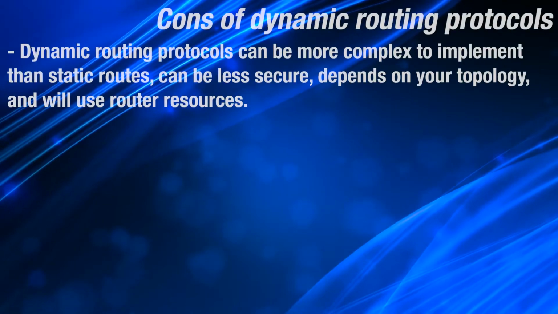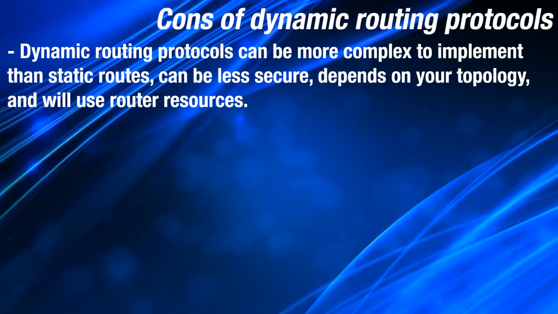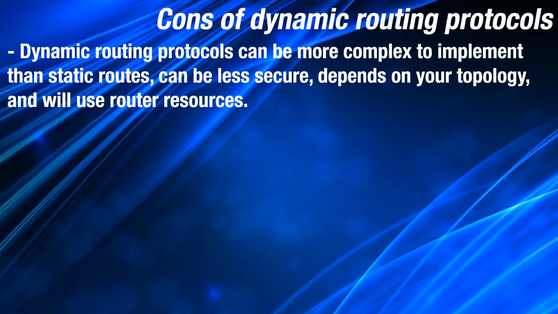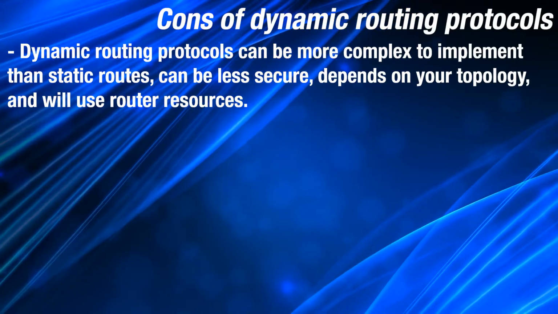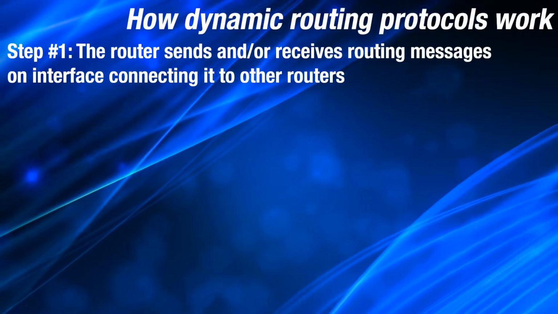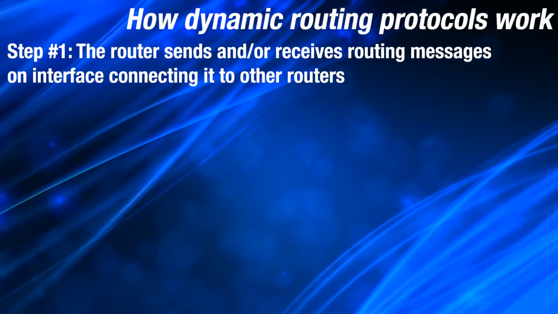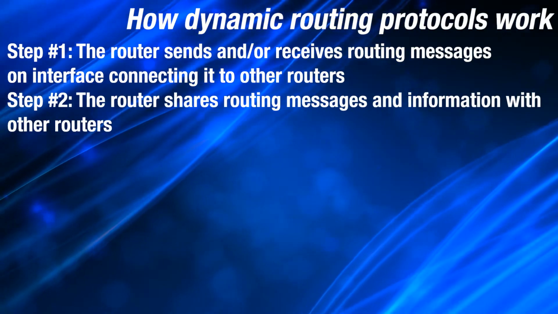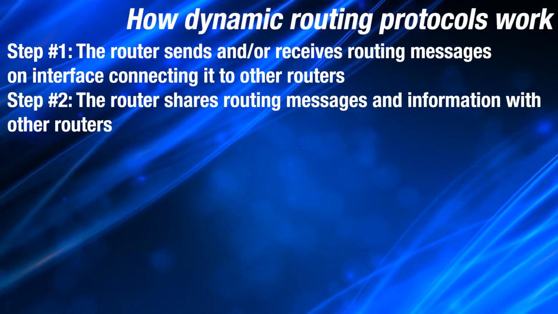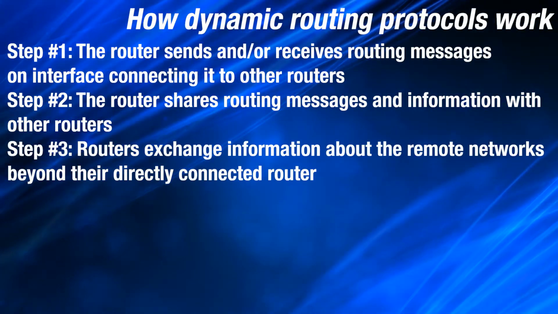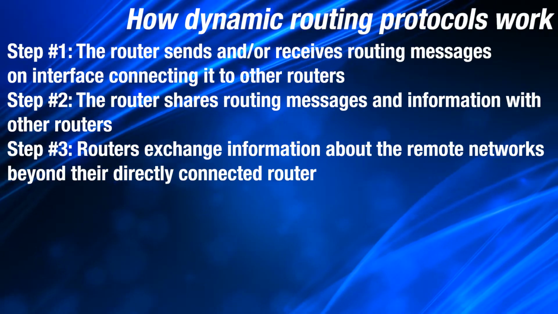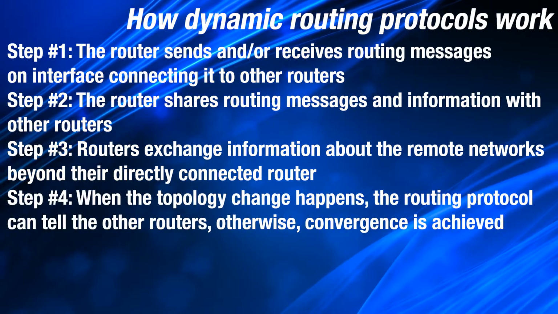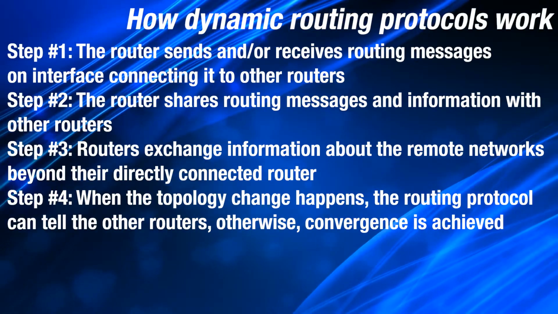Dynamic routing protocols are used to establish and maintain networks. However, they can be more complex to implement, can be less secure, depend on the topology, and will require more router resources. This is the general idea of how a dynamic routing protocol works. The router sends and receives routing messages on the interface. The router shares routing messages and routing information with other routers. Routers exchange information to learn about remote networks. When a topology change happens, the routing protocol can tell other routers.